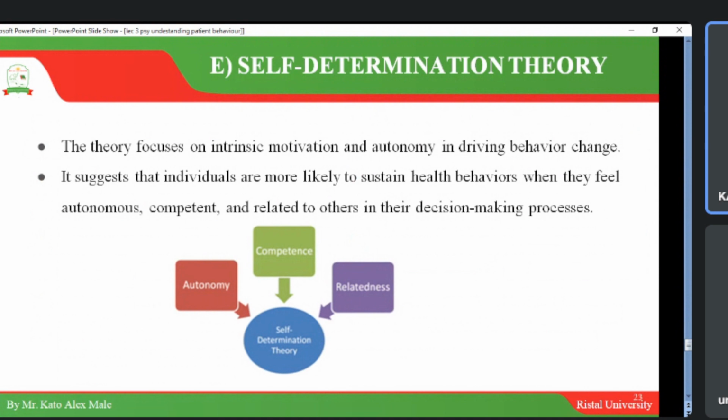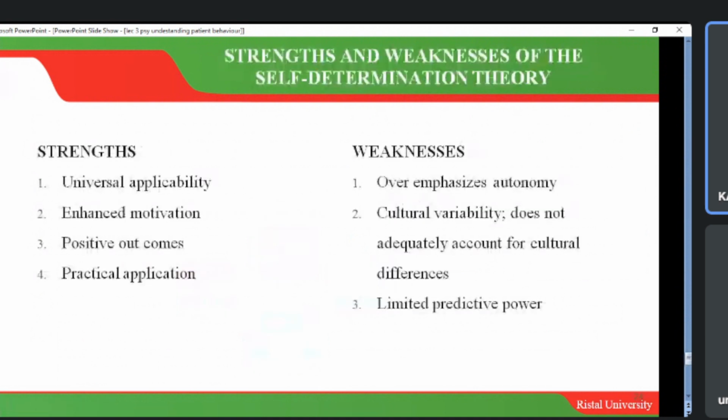Whenever they feel competent for it, competency, and then whenever it is related to others in their decision-making process. So I provide a systematic diagram whereby self-determination theory combines autonomy, competence, and relatedness. You get it? Related to others in a decision-making process. See? So the strengths of this theory are that it has a universal applicability.